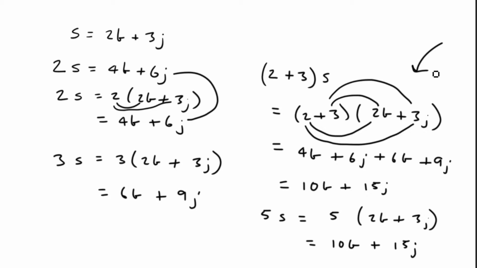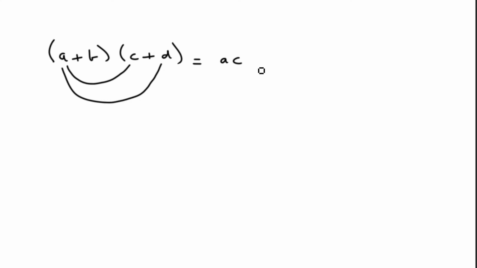Let's do it a bit more abstractly. If we have 2 brackets, let's suppose the first one has quantities A and B, and the second bracket has quantities C and D. So to expand these brackets, we'll have to do A multiplied by C, we'll have to do A multiplied by D, we'll have to do B multiplied by C, and we'll have to do B multiplied by D.